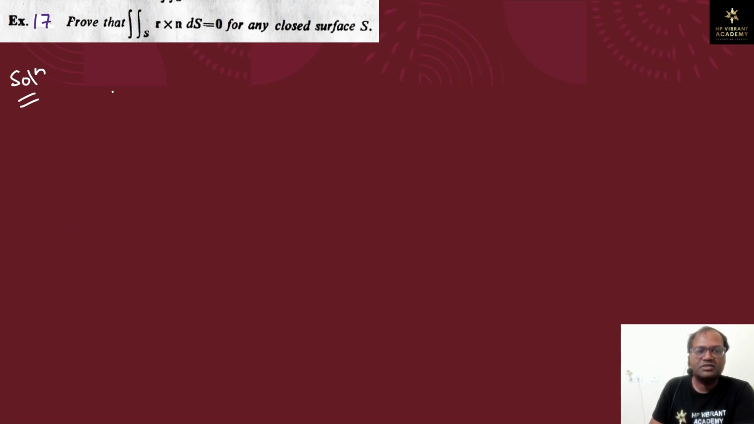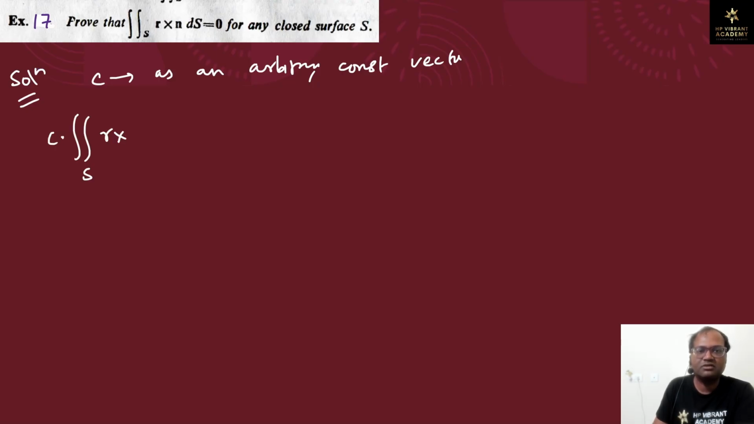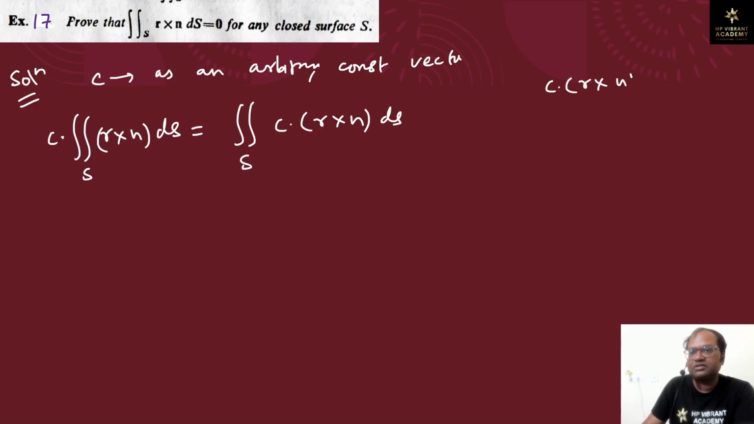Let us discuss question number 17. So we have to prove that surface integral of r cross n ds is 0 for any closed surface S. So let us consider C as an arbitrary constant vector. Okay, so let us write down the expression C dot surface integral over S of r cross n ds. This we can write as surface integral of C dot r cross n ds. So C dot r cross n is nothing but the scalar triple product C, r and n.